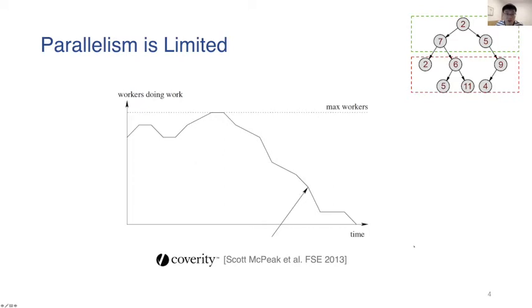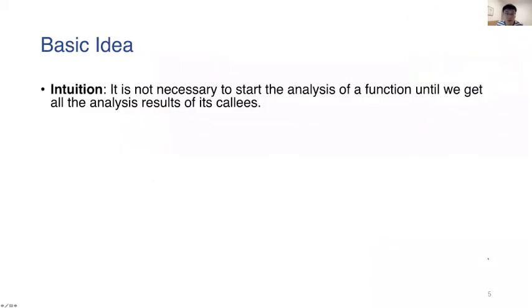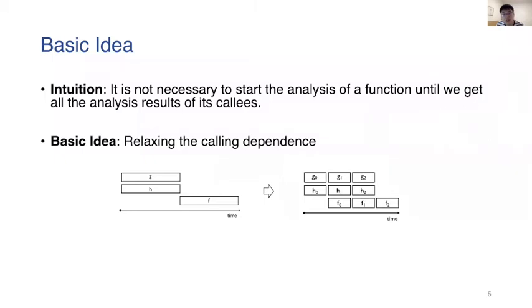So a natural question here is, is there any chance to improve the parallelism so that the analysis can finish earlier, just as shown by the red curve? Intuitively, it is not necessary to wait to start the analysis of a function until we get all the analysis results of its callees. So our basic idea is to relax the calling dependence between functions.